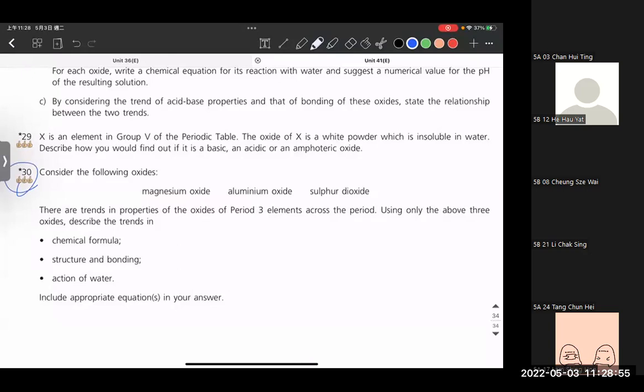There are trends in the properties of oxides of period 3 elements across the period. Also use the above 3 oxides. Describe the trend in chemical formula, structure, bonding, action of water. You include equations in your answer, where appropriate. Yeah, so chemical formula is easy. You may compare the 3. That is Mg.